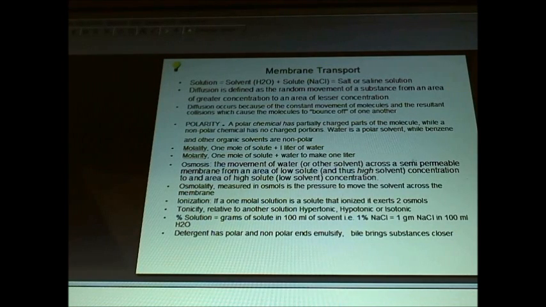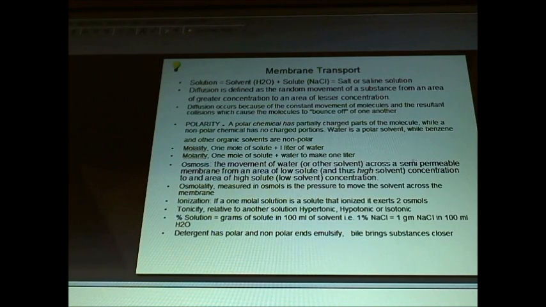The other thing that happens is if you heat the water, the molecules move faster, and that causes the diffusion to speed up. Like I said, diffusion occurs in the constant movement of the molecules.